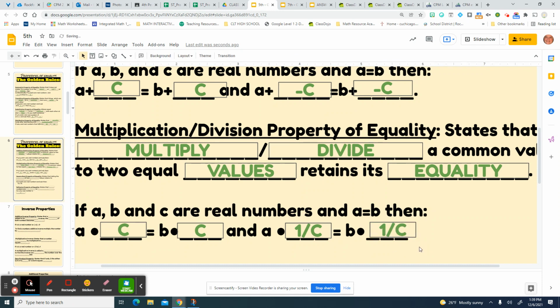Remember, mathematicians prefer to use addition and multiplication, right? And so instead of dividing by C, we can call that multiplying by 1 over C.